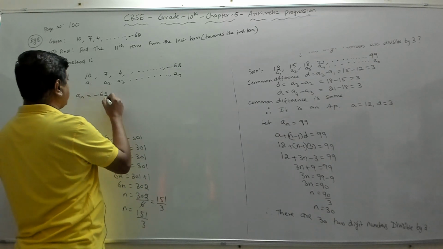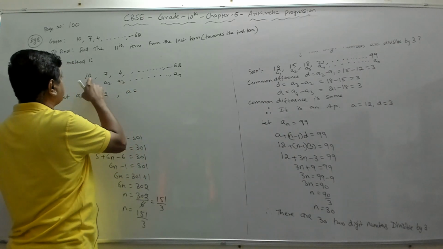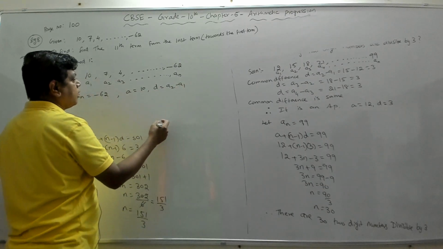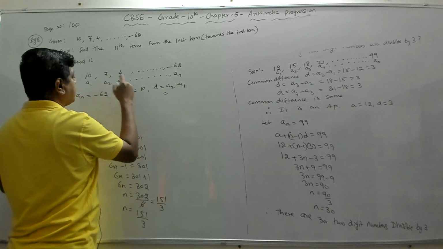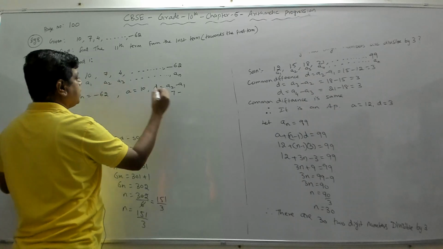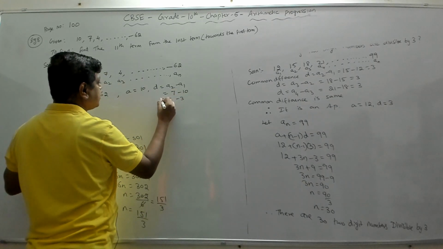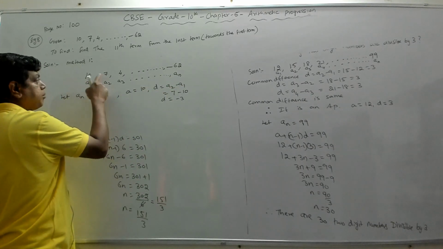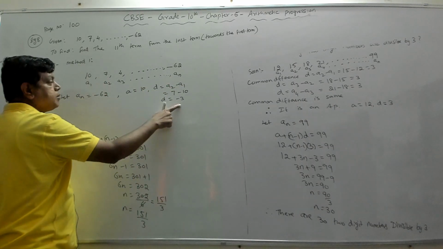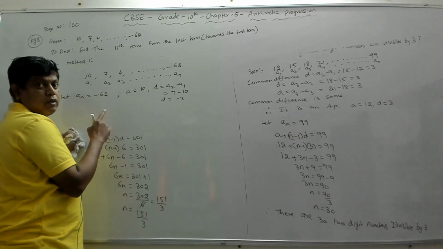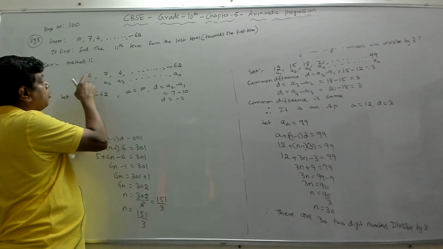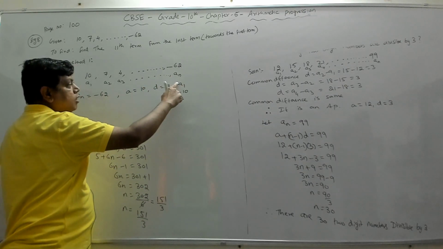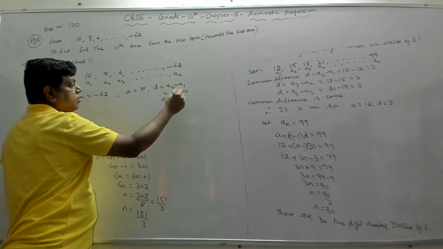So what is a? a is the first term, which is 10. And what is d? d is a2 minus a1. a2 is 7, minus a1 which is 10. What is 7 minus 10? Minus 3. Always try to find d using a2 minus a1. Don't do it in the mind, you may write it as 3 by mistake instead of minus 3. Here it is 7 minus 10, don't do 10 minus 7. Always write the formula d as a2 minus a1, then find the value of d. So it is minus 3.